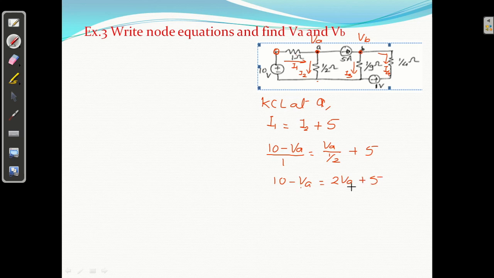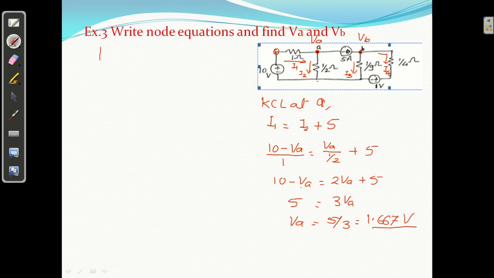So you will get 10 minus VA equal to VA upon half, meaning 2VA, plus 5. So VA goes over, 2VA plus VA, 3VA, and this 5 comes to the other side as minus, so 10 minus 5 remains. So you will get VA directly. VA equal to 5 by 3. So what is the answer? VA equal to 1.667 volt.